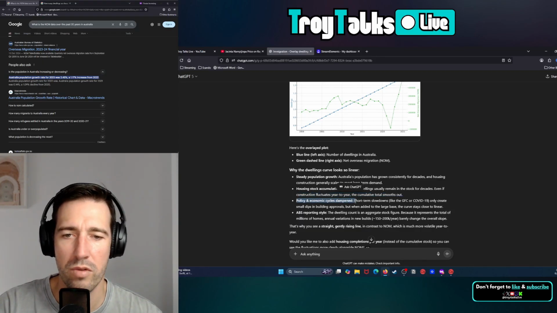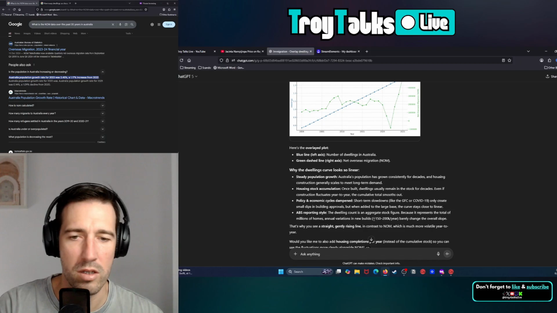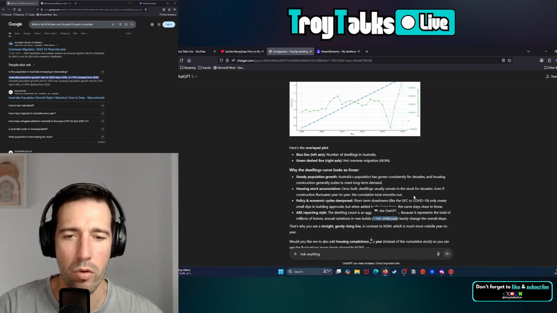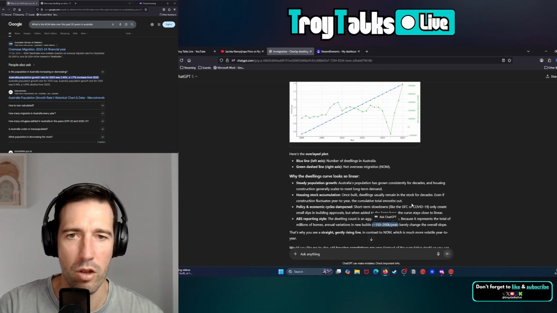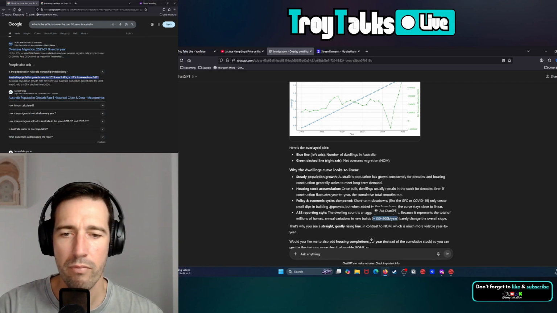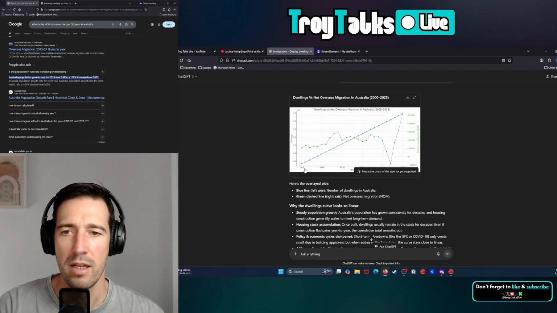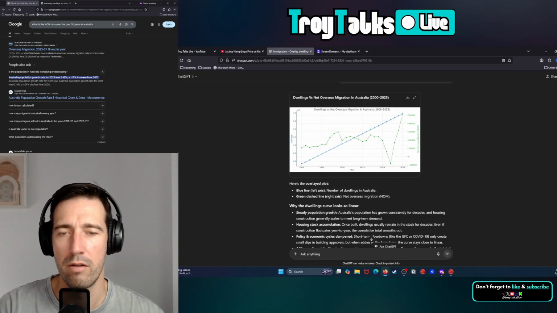Policy and economic cycles dampen short-term slowdowns and only create small dips, but building approvals, and so on. ABS reporting style: the dwelling count is an aggregate stock figure because it represents the total million of homes, so annual variations in new builds can still vary like 150 to 200K a year, barely changing overall. So basically what this is saying is that it's a linear line because the variations are so slow that, in perspective of the total number, it doesn't really affect that much.